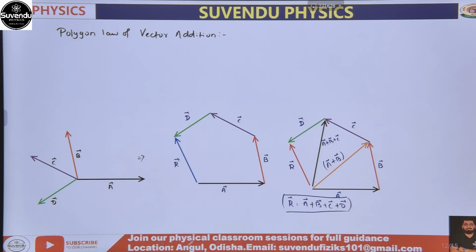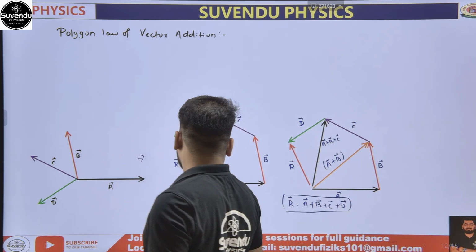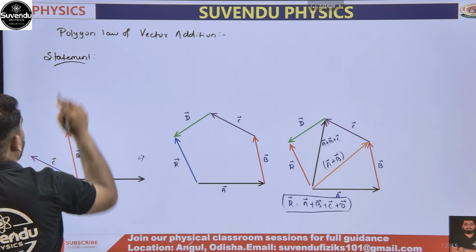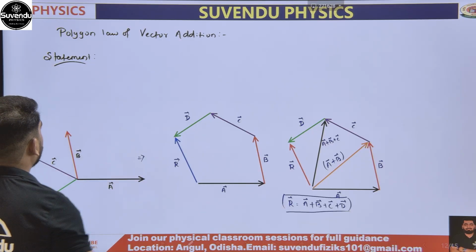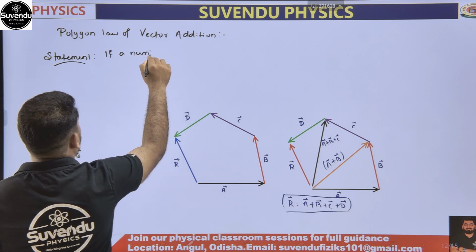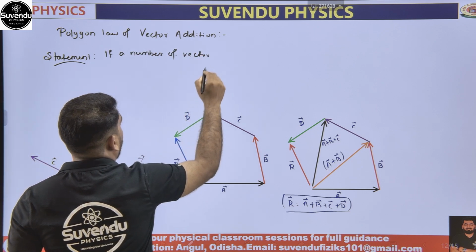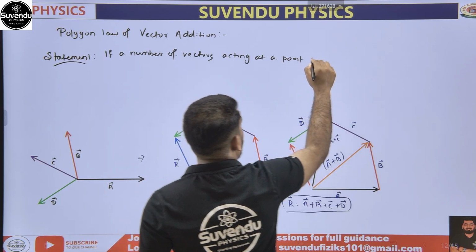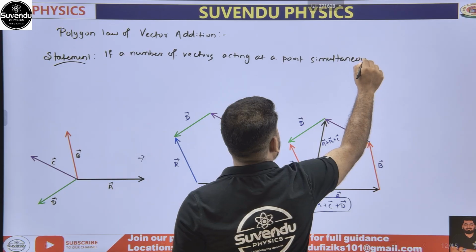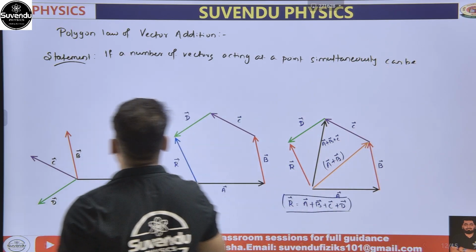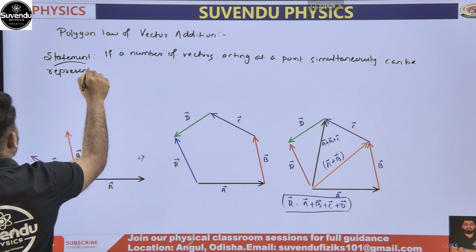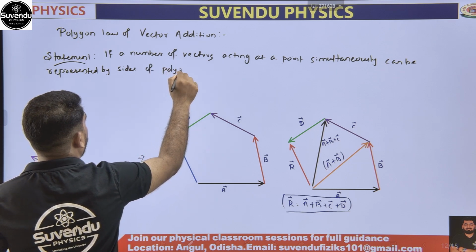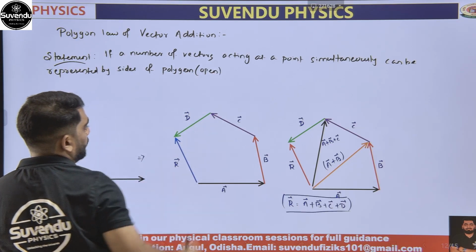Can you write the statement? In the statement, what we have to write: if a number of vectors acting at a point simultaneously can be represented by the sides of a polygon, that polygon is open, sides of an open polygon.